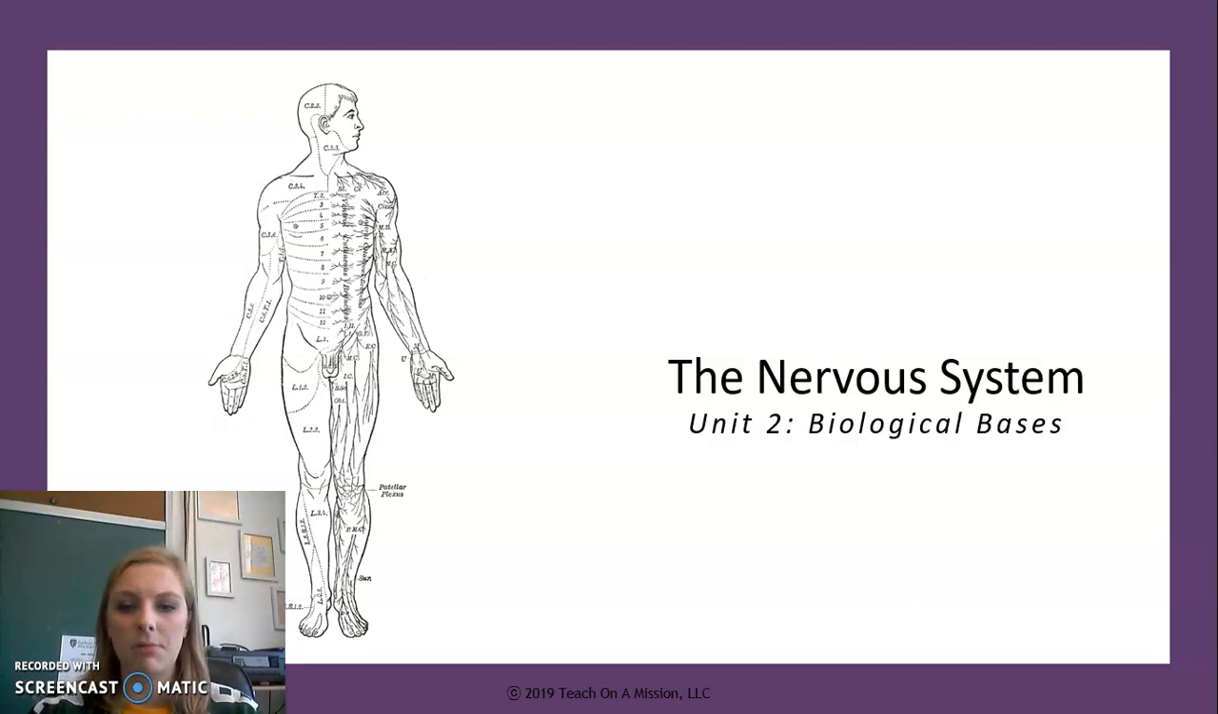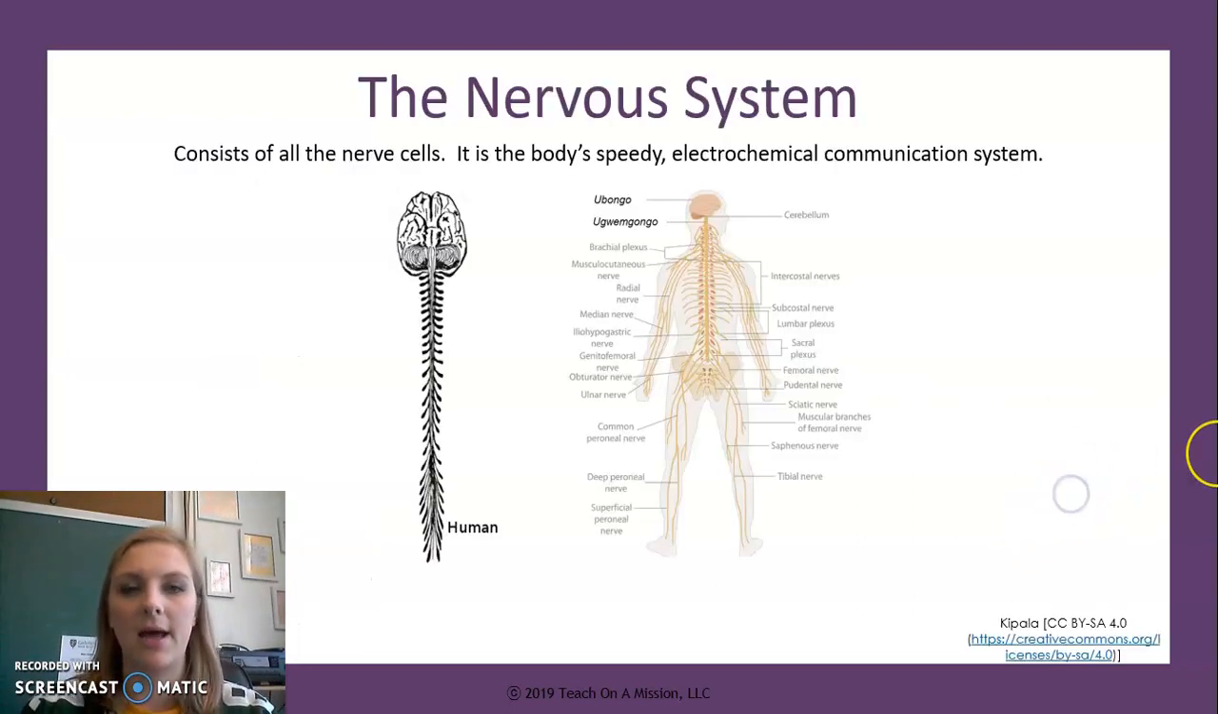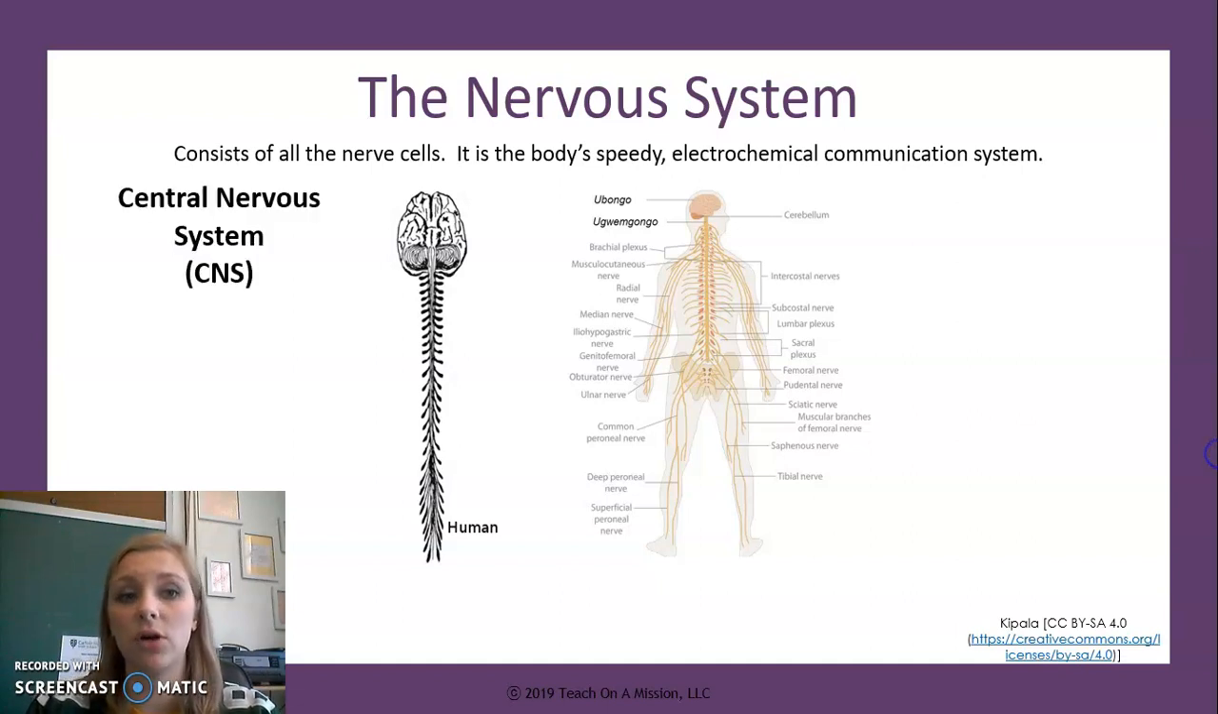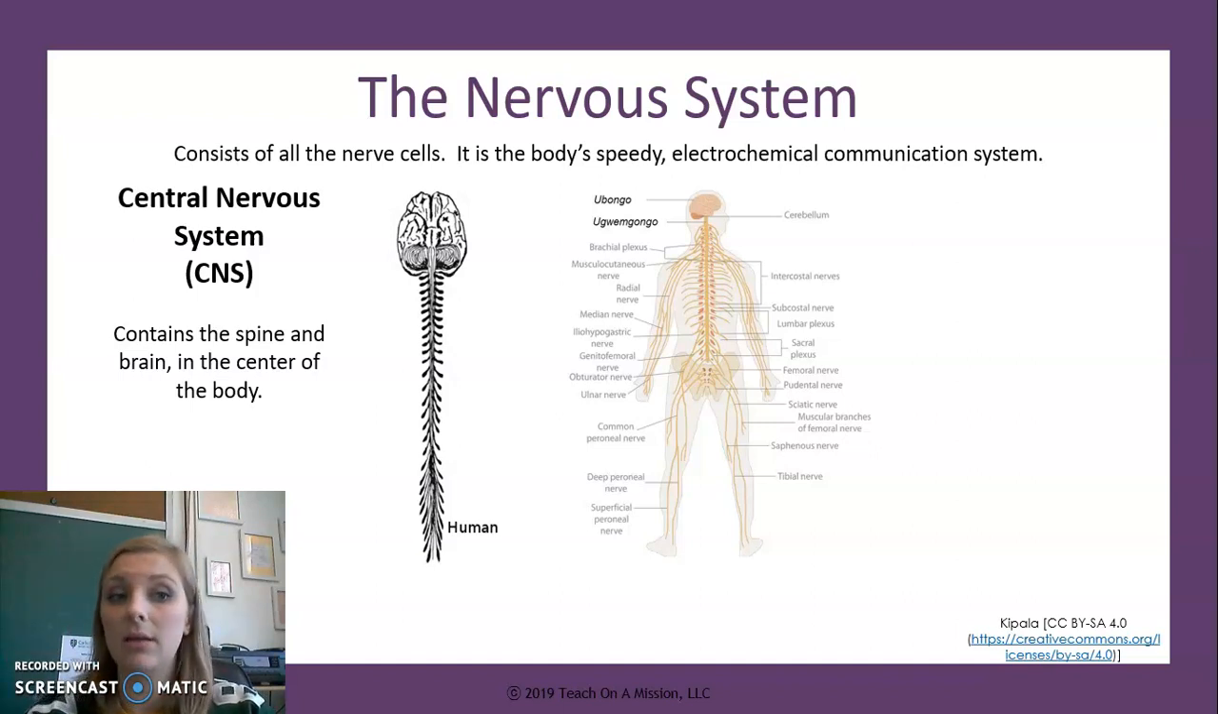So let's start out very basic by looking at what the nervous system is. The nervous system is all of the nerve cells that are in our body. It's our body's speedy electrochemical communication system. Things happen really fast with the nervous system. The nervous system is broken down into two main divisions. The first is the central nervous system. The central nervous system contains the spine and the brain. Think of this because it's in the center of your body. So it's the central nervous system.